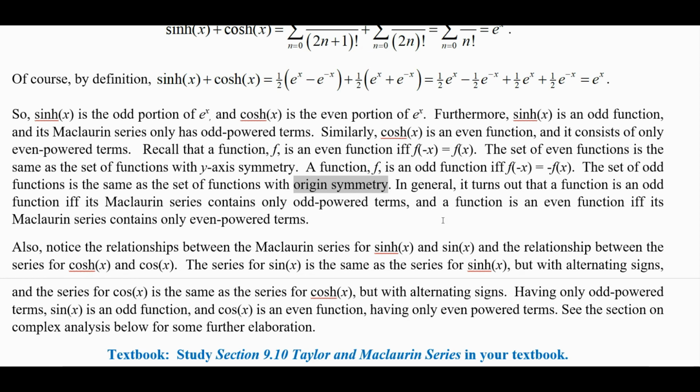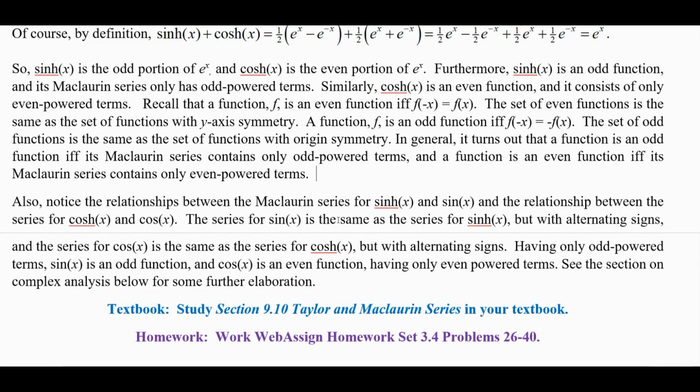So it turns out in general that it's an odd function if and only if the Maclaurin series only contains odd powered terms, and it's an even function if its Maclaurin series only contains even powered terms. Okay, and so we've seen some interesting relationships among these basic things. There's actually an interesting connection from this to complex analysis, doing calculus and so forth with complex numbers, and we'll do a little short video on that a bit later on as well.